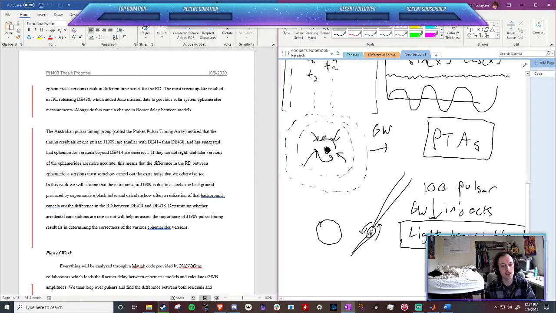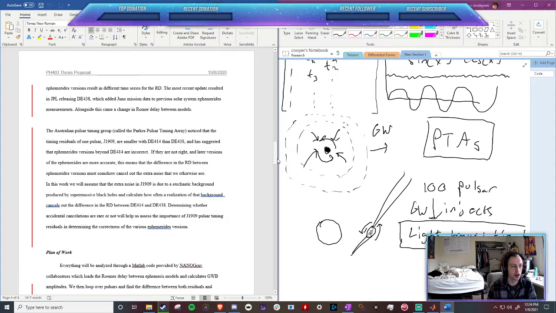Honestly, that these gravitational waves are affecting these pulsar times often enough that it looks like this difference in Romer delay between ephemeris models. So, one might suspect with this that the gravitational waves are the ones causing this difference in Romer delay, and not some weird conspiracy where the older model is better.